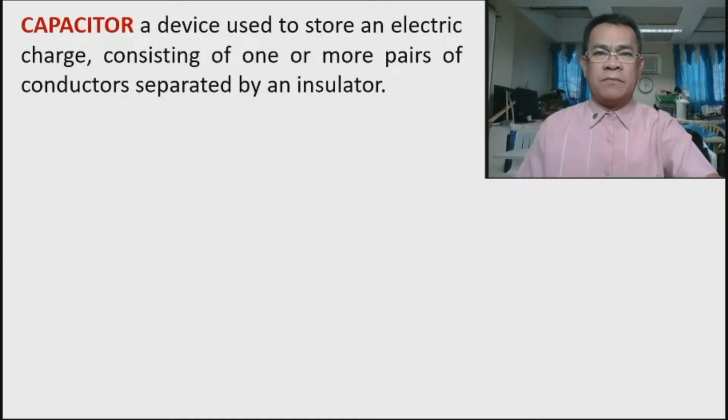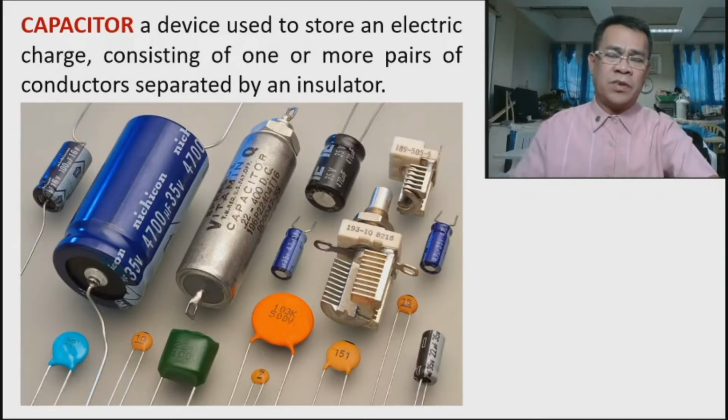A capacitor is a device to store an electric charge, consisting of one or more pairs of conductors separated by an insulator. These are examples of the capacitor. We have the cylindrical capacitor, we have the ceramics. Okay?